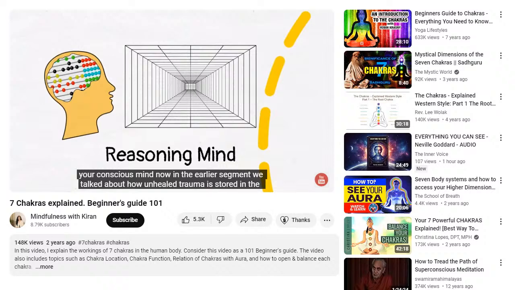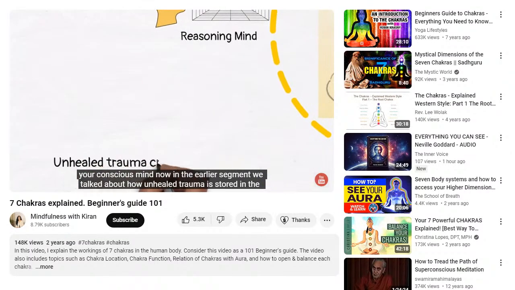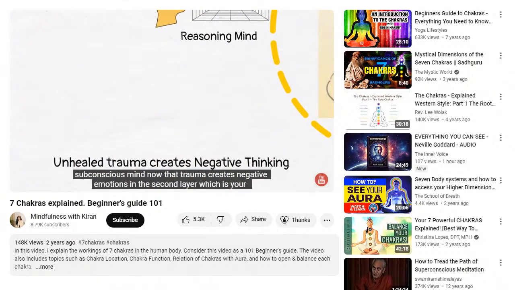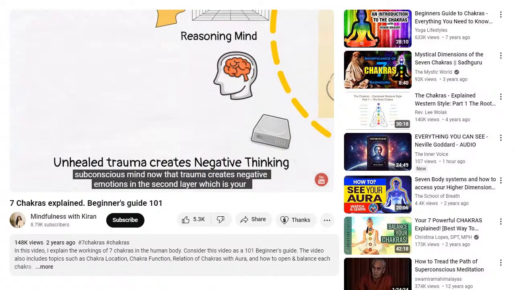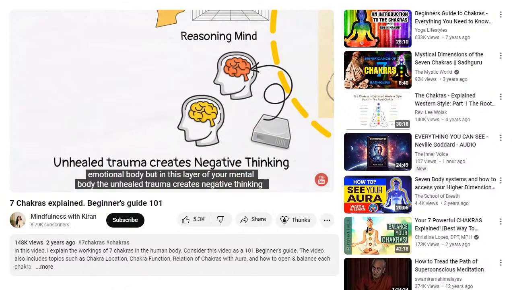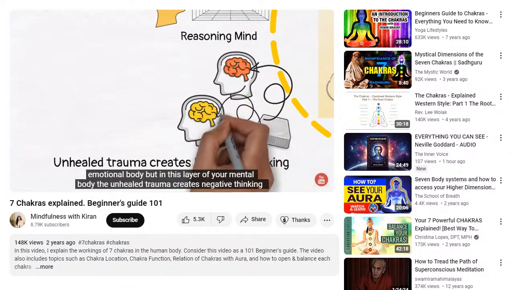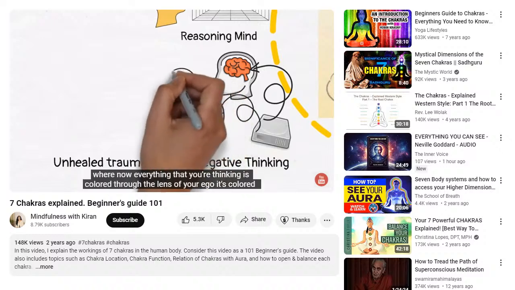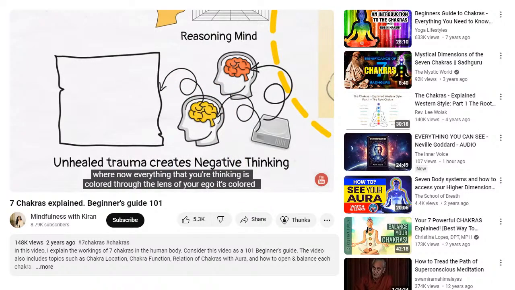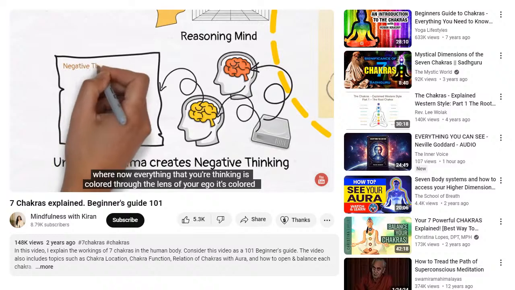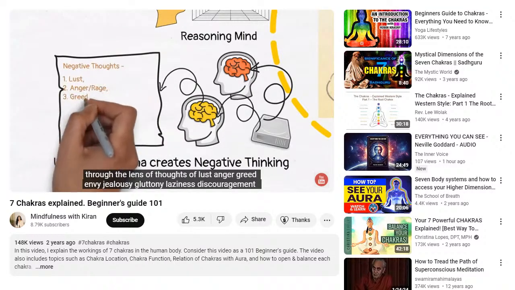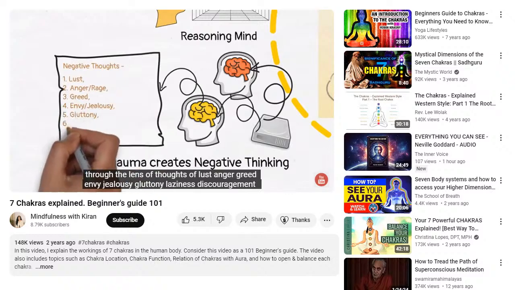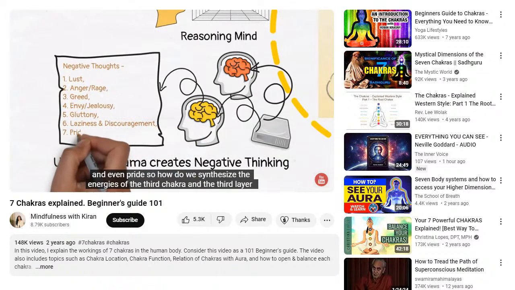Now, in the earlier segment, we talked about how unhealed trauma is stored in the subconscious mind. Now, that trauma creates negative emotions in the second layer, which is your emotional body. But in this layer of your mental body, the unhealed trauma creates negative thinking, where now everything that you're thinking is colored through the lens of your ego. It's colored through the lens of thoughts of lust, anger, greed, envy, jealousy, gluttony, laziness, discouragement, and even pride.